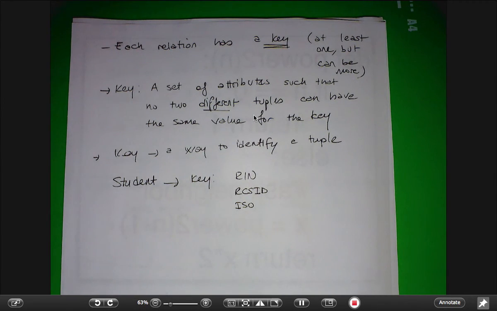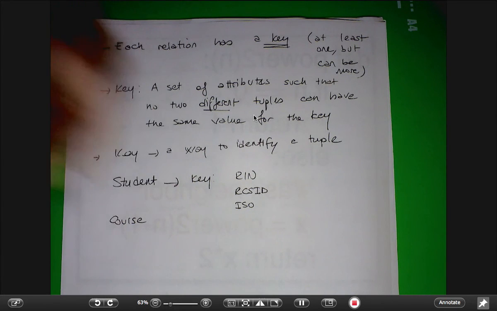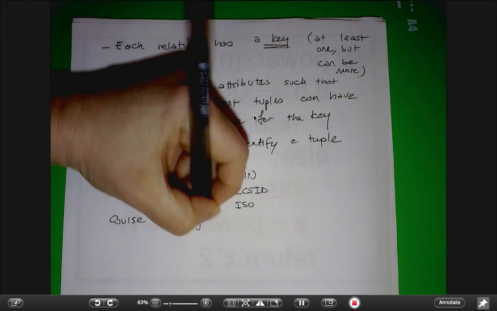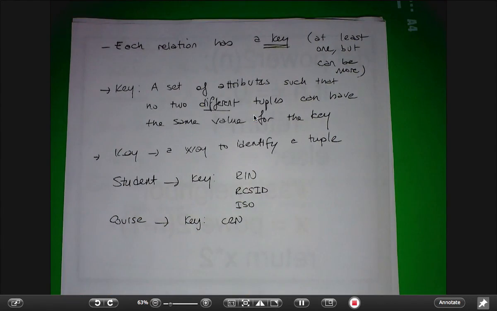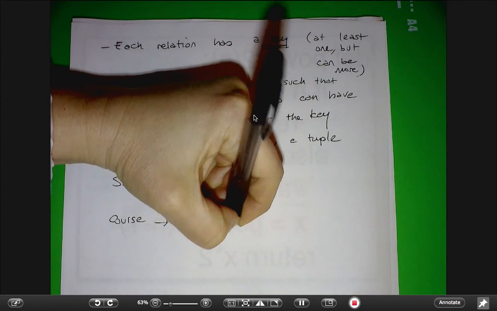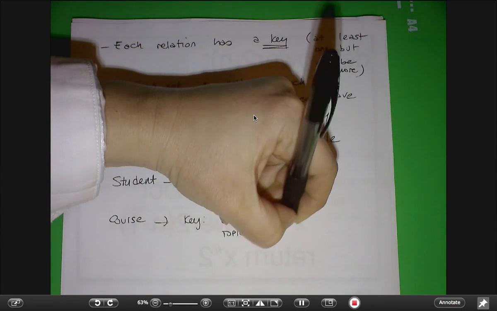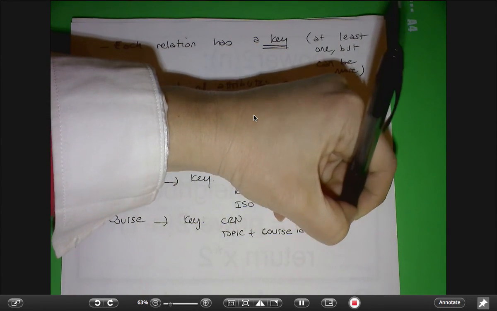How about for course? Okay, so given a course, what is the key? The CRN, okay? And now I'm going to ask different ones so that we can have the conversation here. Yes? The topic and level. Outside, like CSCI 4380? Yeah. Topic plus course ID, like CSCI 4380. Any other ideas?